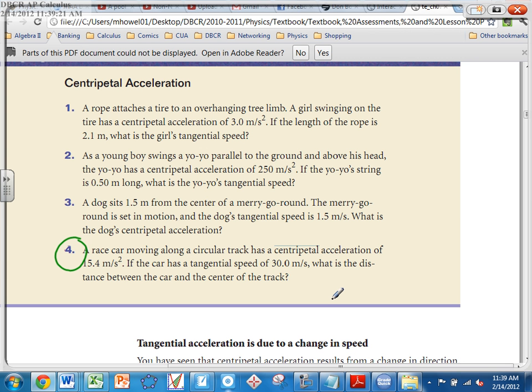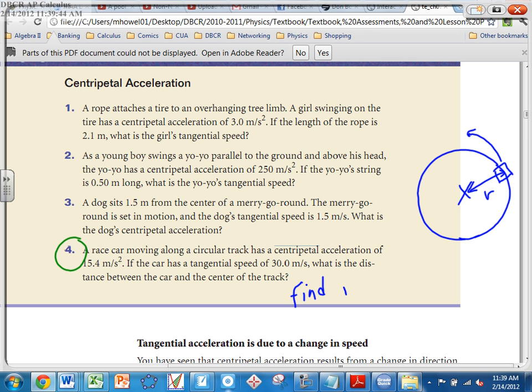When it says, what is the distance between the car and the center of the track, here's what you have to think about. There's the track, there's the car going around the track in that direction. The center point of the track is right in the middle. They're asking for this radius, call it R. That's the radius. So pretty much it says, find R.